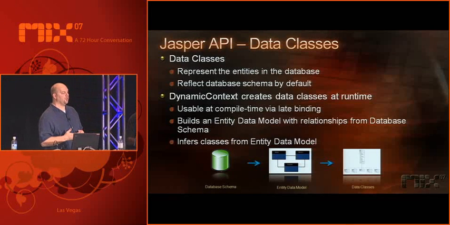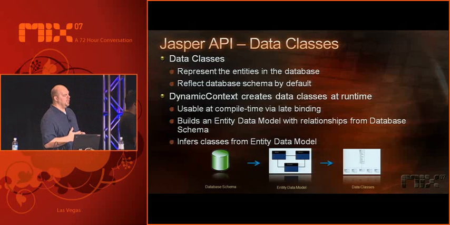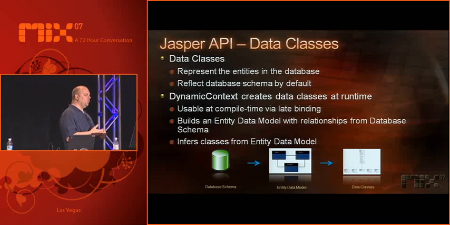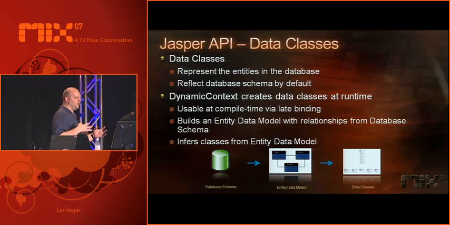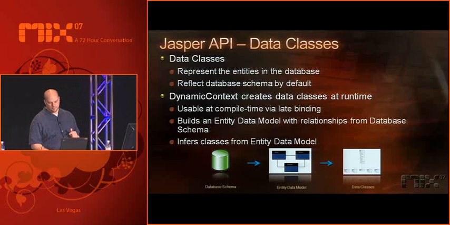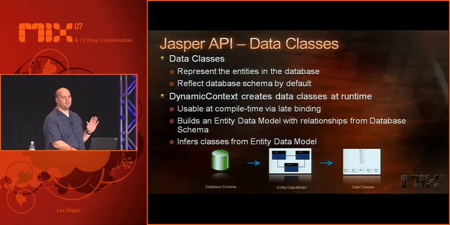The dynamic context will create those data classes for you at runtime. You can use it at compile time via late binding. It is building that EDM under the hood, and it is doing type inference over the model itself to populate the context that we saw. Is that clear? We've said that a couple different ways. I want to make sure that that's a really key point. That's the heart of what the Jasper engine does for typing. Okay.